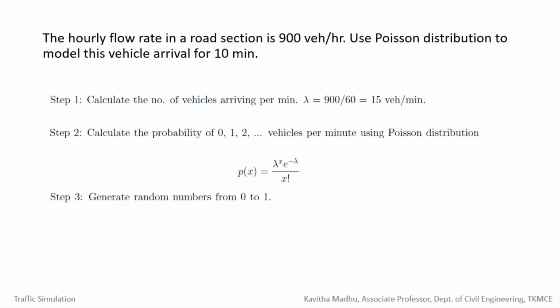Then we are asked to do the Poisson distribution. So using Poisson distribution, we need to model the vehicle arrival for 10 minutes. So the first step here is to find how many vehicles arrive in a minute. So in 1 hour, 900 vehicles are arriving. So we can say in 1 minute how many vehicles are arriving.